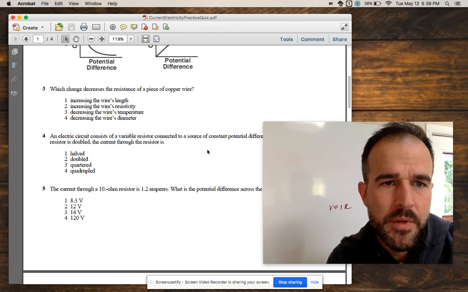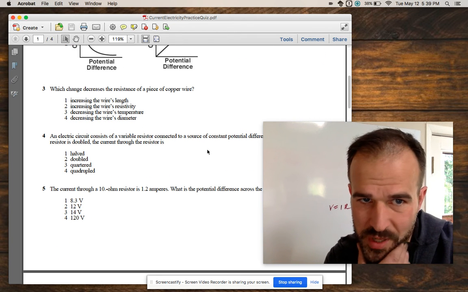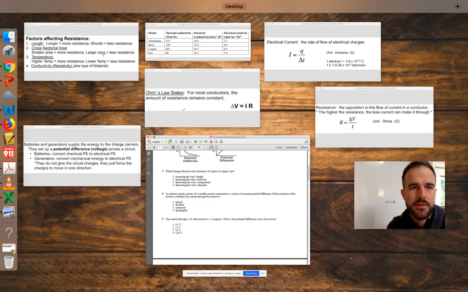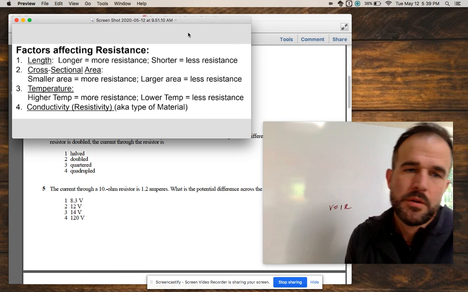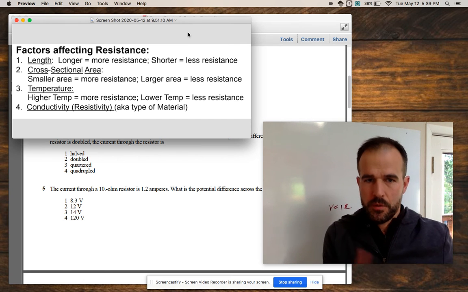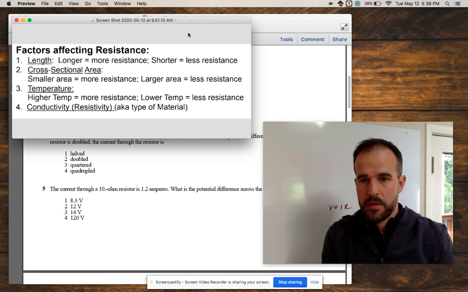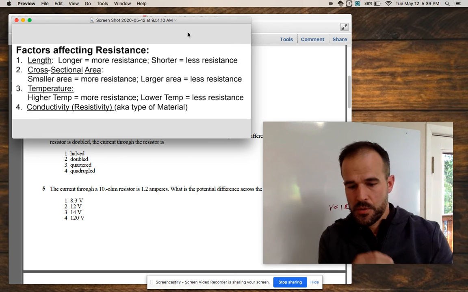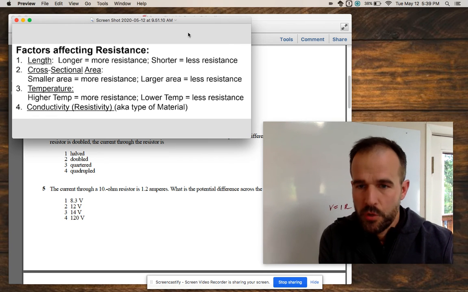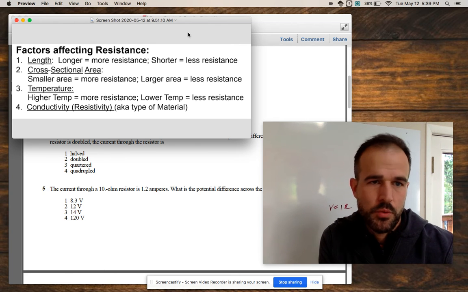All right, number 3, which change decreases the resistance of a piece of copper wire? So let's just check out in the notes here. I pulled that out. So factors that affect resistance. So longer is going to make it harder, so it's going to be more resistance. Cross-sectional area, thinner is going to make it harder, so bigger diameter is going to be easier. Temperature, warmer is bad, cooler is better. Warmer is more resistance, cooler is less.